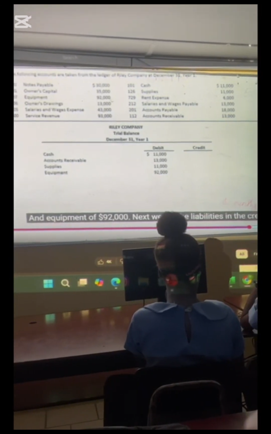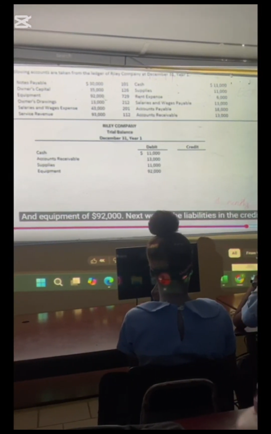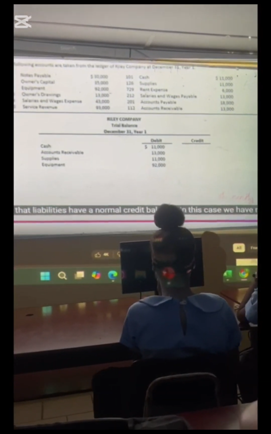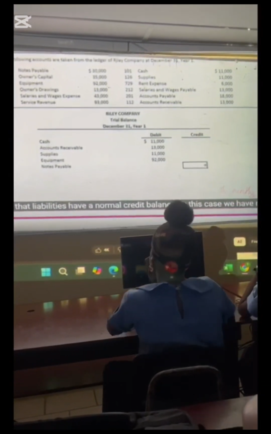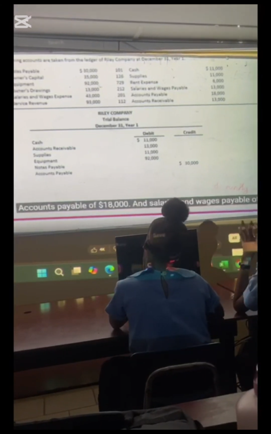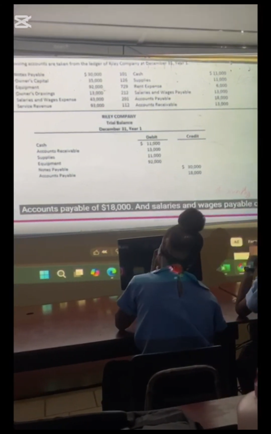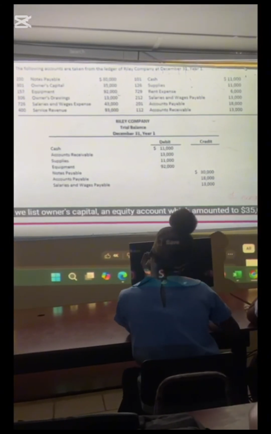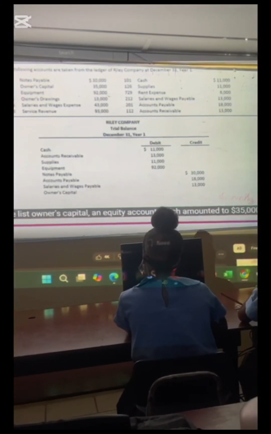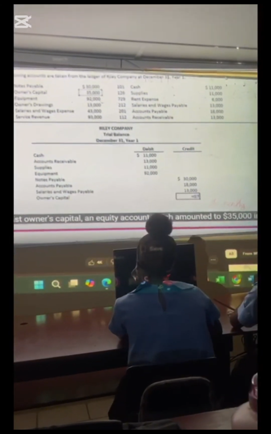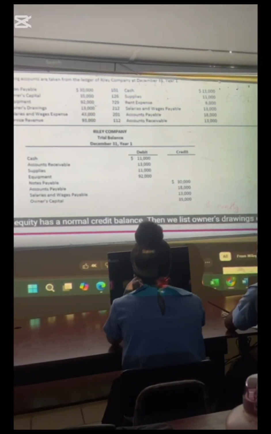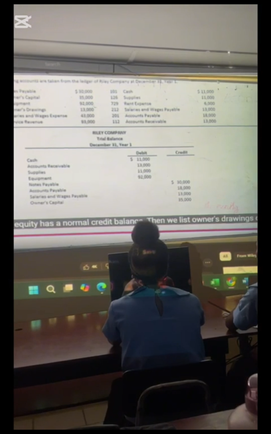Next, we list the liabilities in the credit column. Remember that liabilities have a normal credit balance. In this case, we have notes payable of $30,000, accounts payable of $18,000, and salaries and wages payable of $13,000. Next, we list owner's capital and equity account, which amounted to $35,000, in the credit column. Remember that owner's equity is a normal credit balance.